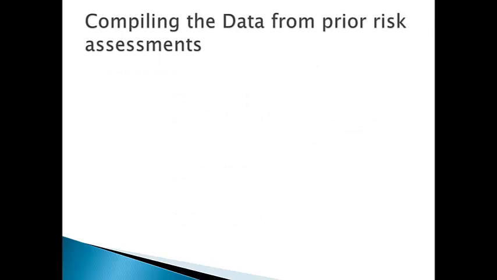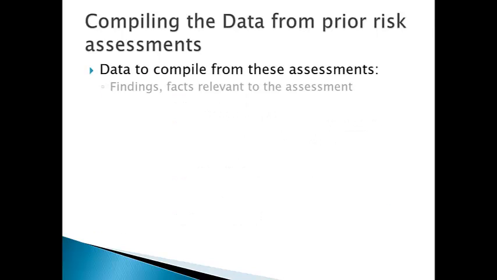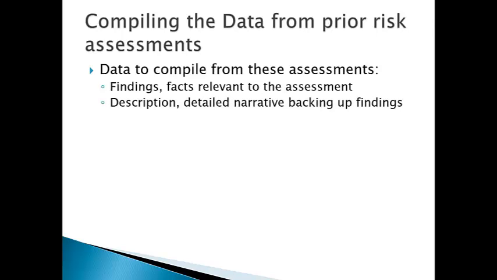When compiling data from prior risk assessments, here are some things to look at. Findings and facts relevant to that assessment, the description of what's done and the systems being assessed, including the detailed narrative backing up findings. Don't just look at the bullet points. Look at the detail: here is why this is a finding. The scope of the assessment.